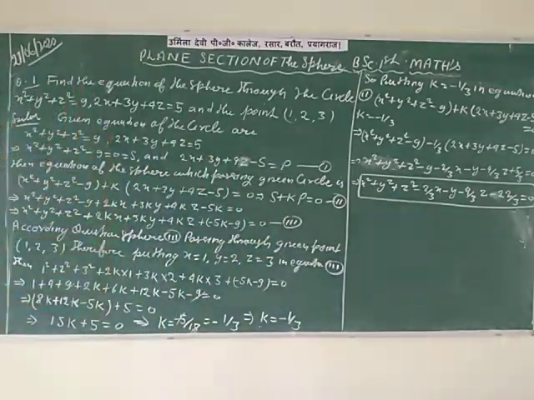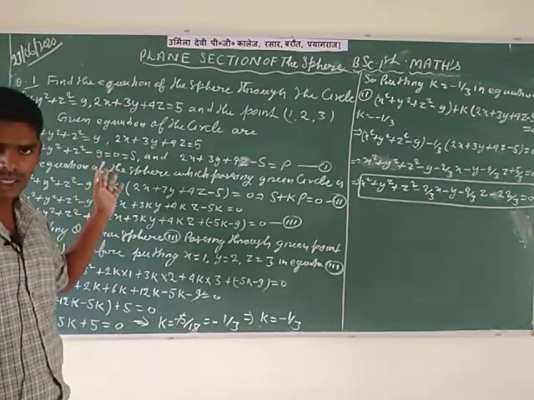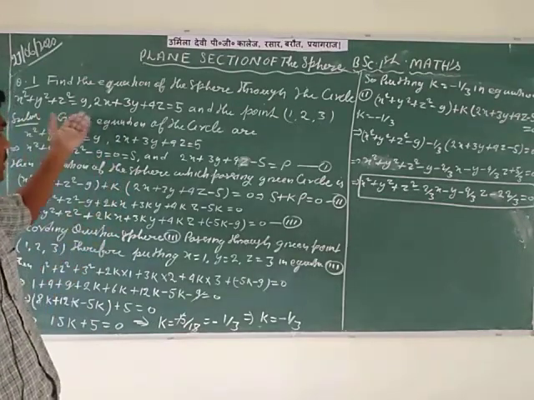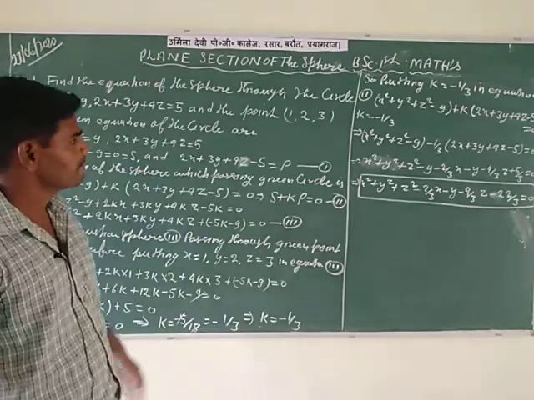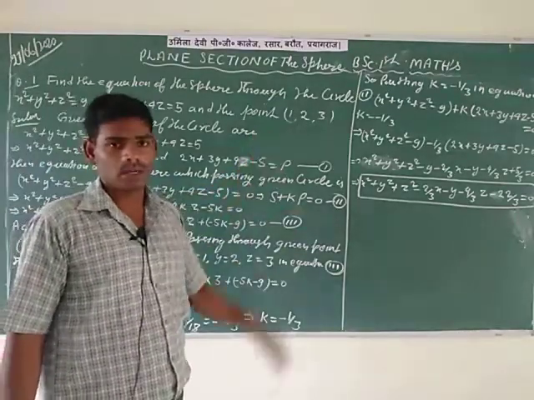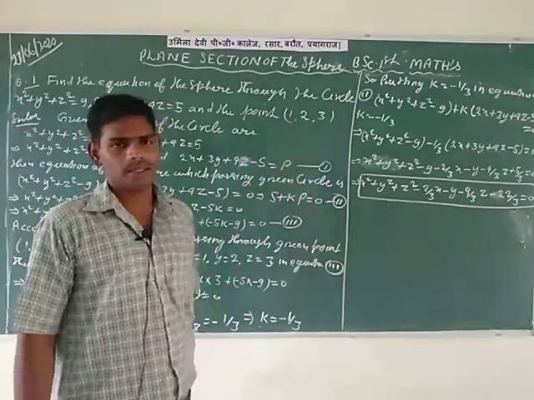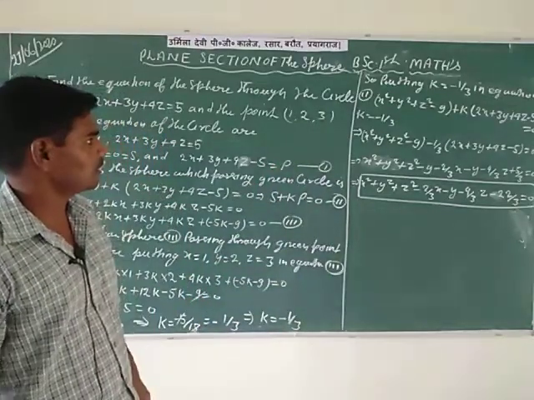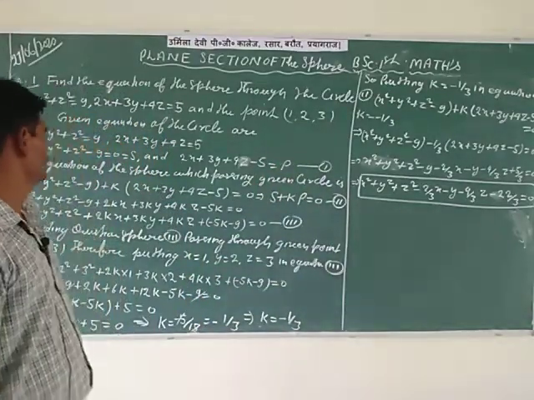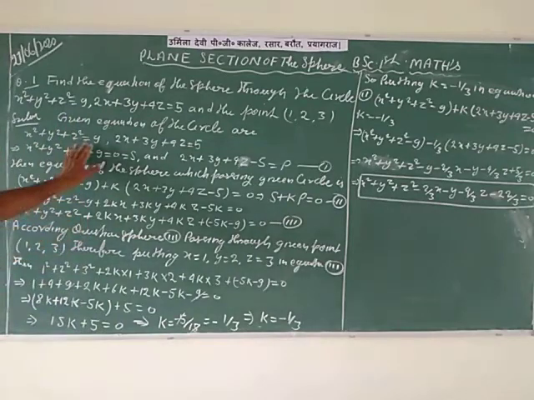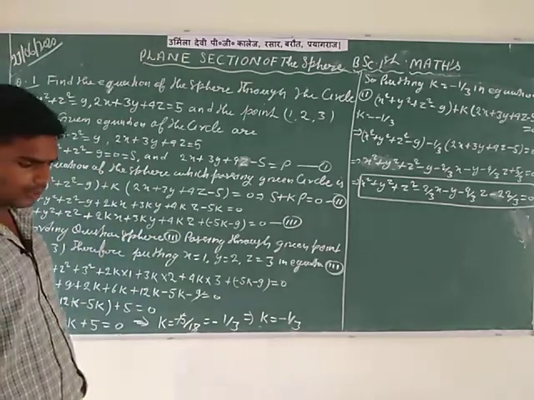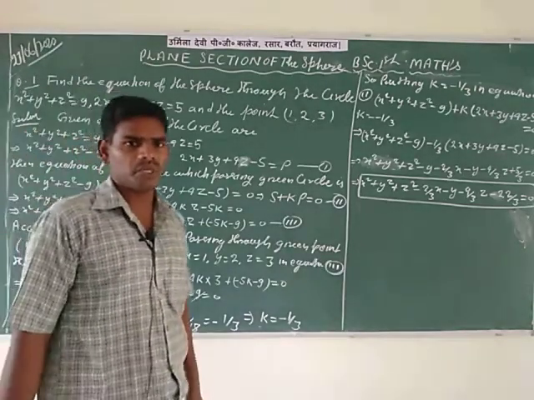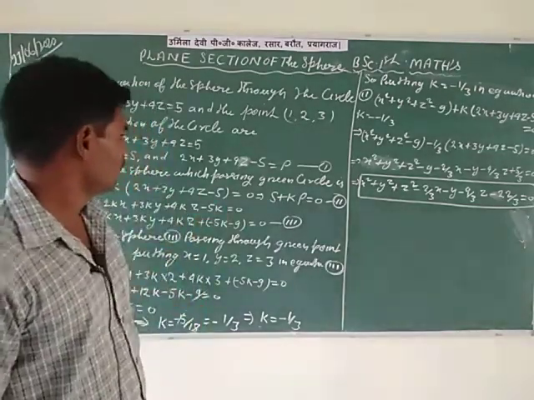In this question, calculate the equation of the sphere which passes through the given circle. This is the circle equation, and it is also given that the required sphere passes through the point whose coordinates are (1, 2, 3). For this, first write the equation of the circle, and here the equation of the circle is given. After that, write the equation of the sphere which passes through this circle.